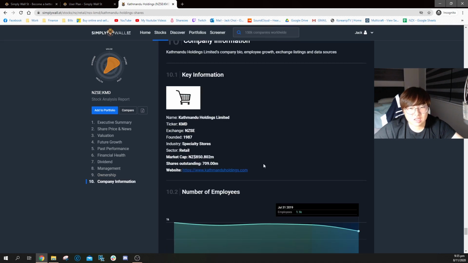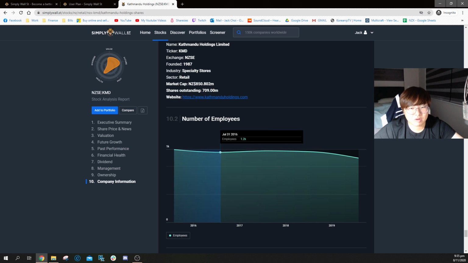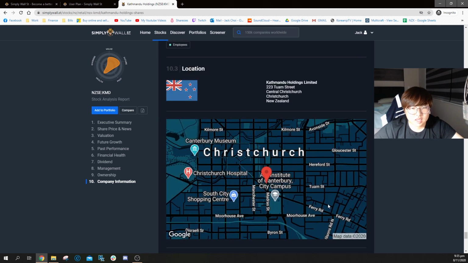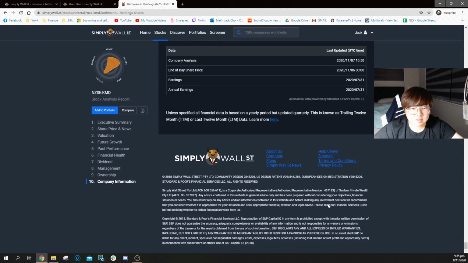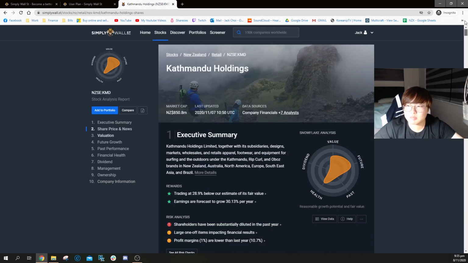And then you get to the key information, just generic information about the company, and you get the number of employees if they have the data for that too. And you can see that they've been laying some people off last year. So yeah, that's pretty much it. There's nothing much to Simply Wall Street.